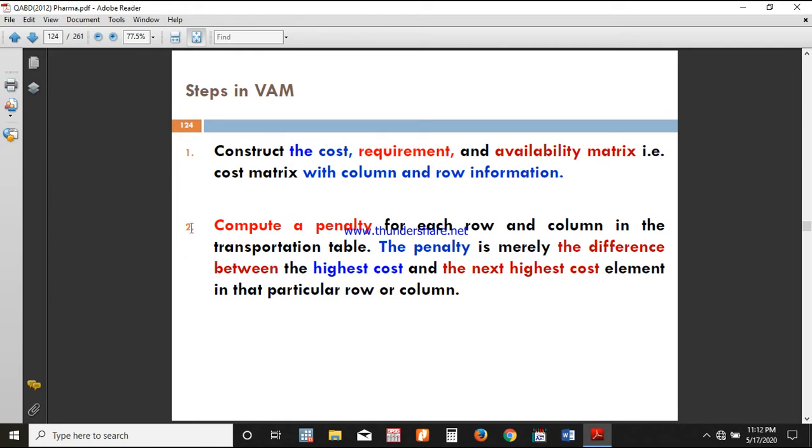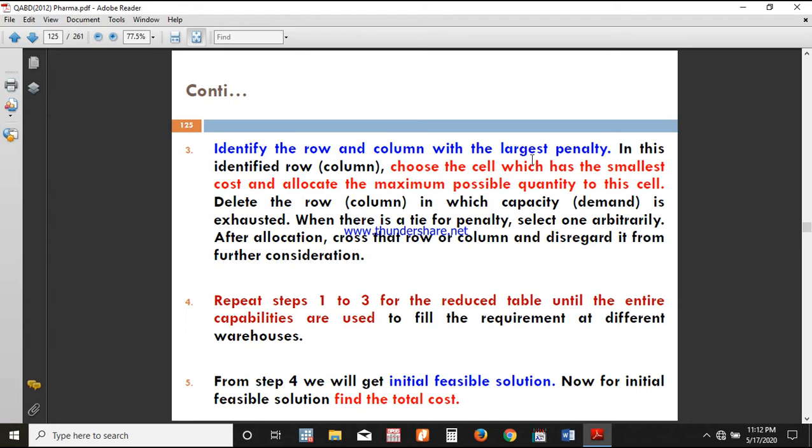information. Then the second step is to compute a penalty for each row and column in the transportation table. The penalty is merely the difference between the highest cost and the next highest cost. Identify the row with the largest penalty, choose the cell which has the smallest cost, and allocate the maximum possible quantity to this cell.